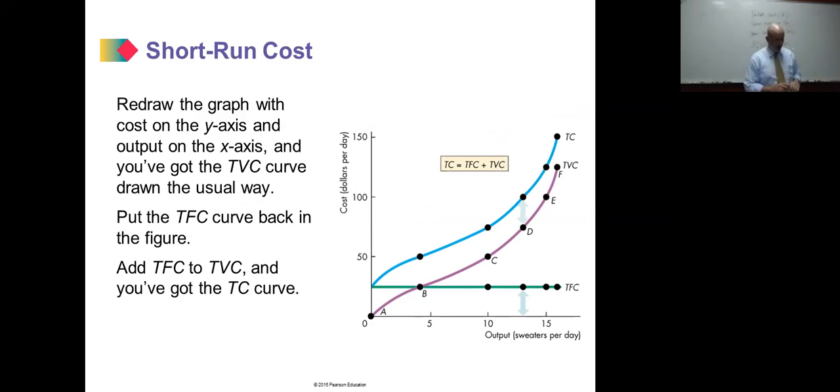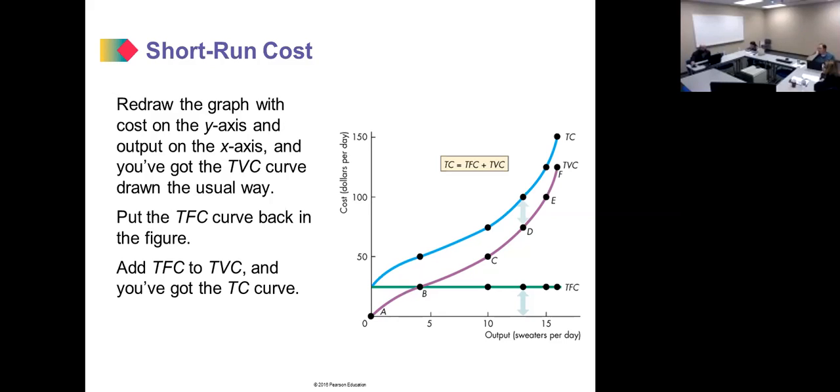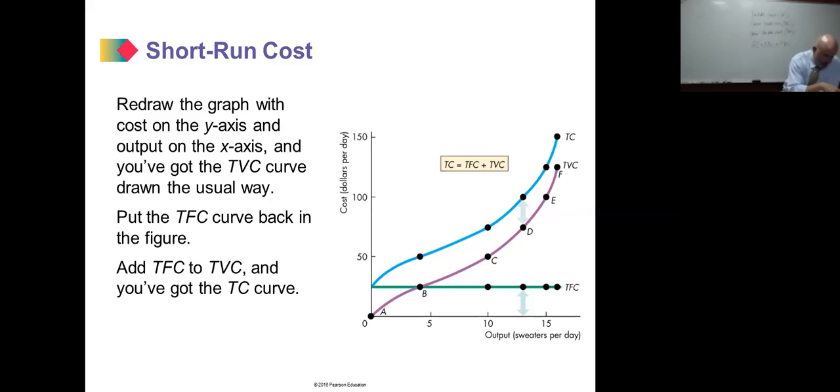So looking at this graph, what do you observe about total fixed cost? They still remain constant. And again, as total variable cost is increasing, total cost is still increasing.